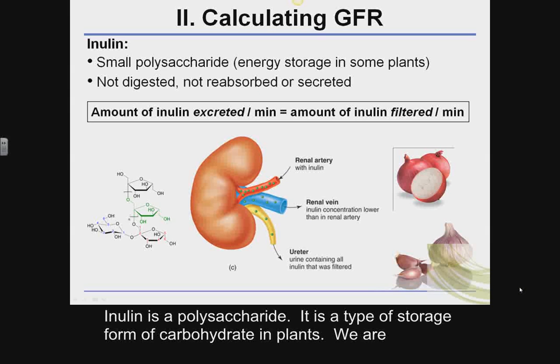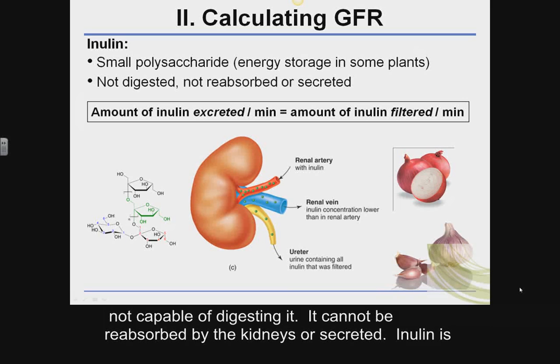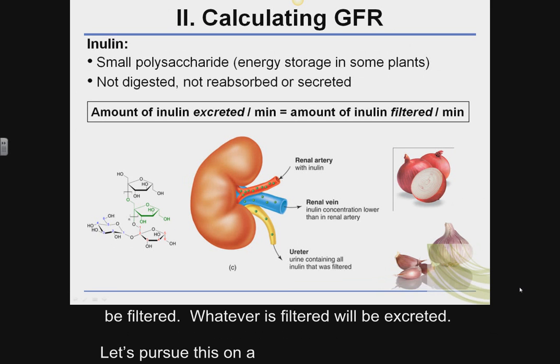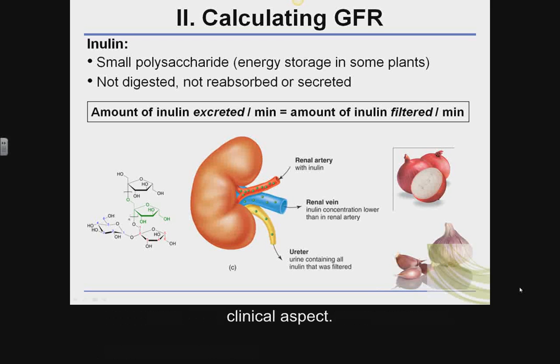Inulin is a polysaccharide. It is a type of storage form of carbohydrate in plants. We are not capable of digesting it. It cannot be reabsorbed by the kidneys nor secreted. Inulin is a substance that we can use to calculate GFR. If we introduce it into the patient's bloodstream, it will be filtered. Whatever is filtered will be excreted.